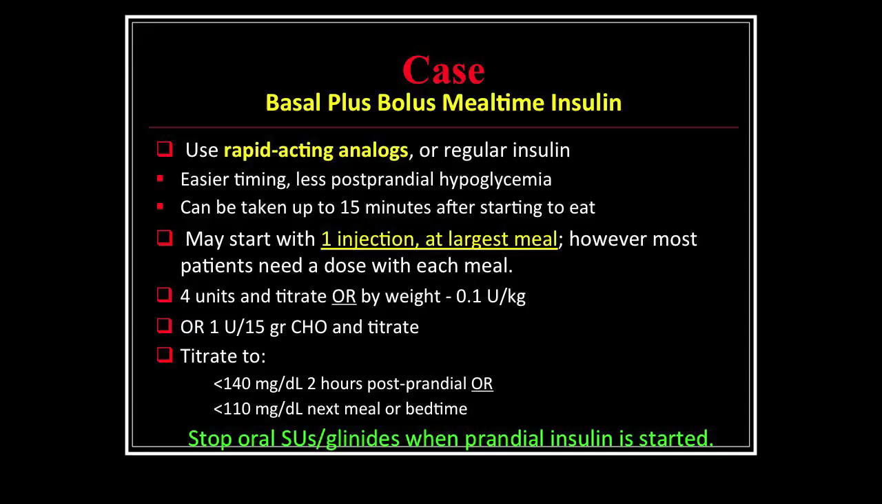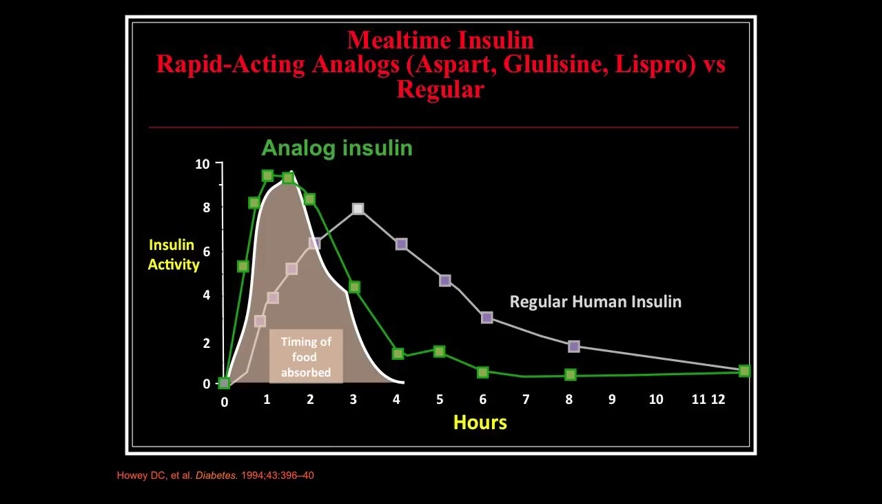Then we start a rapid-acting insulin analog, which some people prefer as better, especially as it is more coordinated with the time of food absorption. Usually 4 units or 0.1 units per kilogram, or for every 15 grams of carbohydrate, 1 unit is going to be a safe practice. But we have to stop sulfonylurea. Make sure a patient on bolus insulin is not on sulfonylurea.